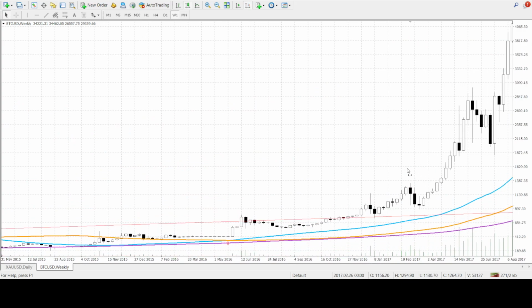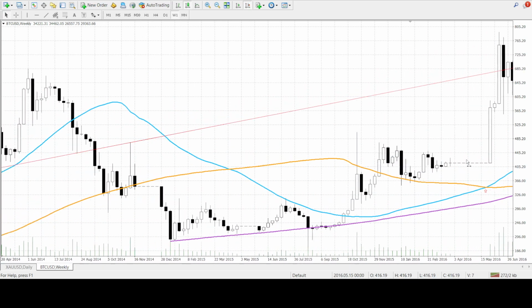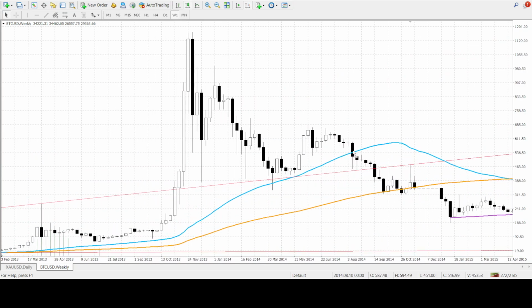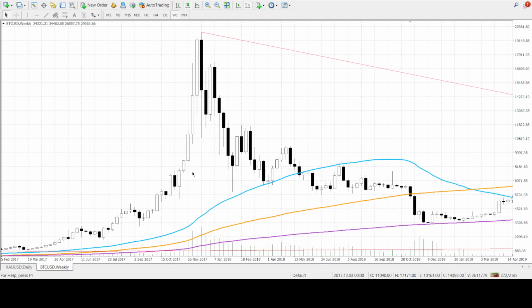So from there, we have our same multiples, where we have our previous Bitcoin run up to the 1100 region. Now, the multiple takes us up to 20,000.